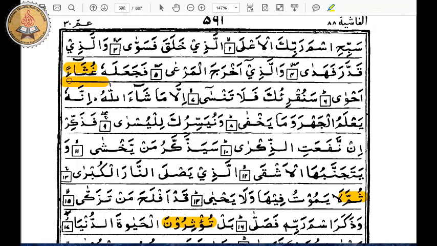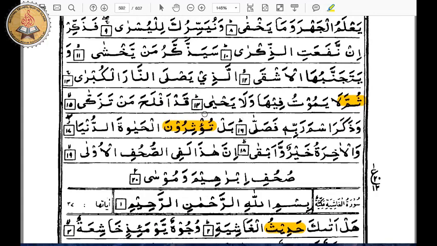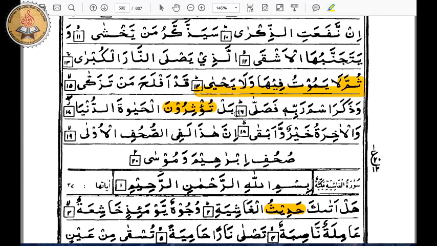Very good, excellent. And if you can read the full verse from fa ja'alahu. Very good, Jazakallah. And if you can read this verse over here, please. Okay. Excellent, very good, very well read.